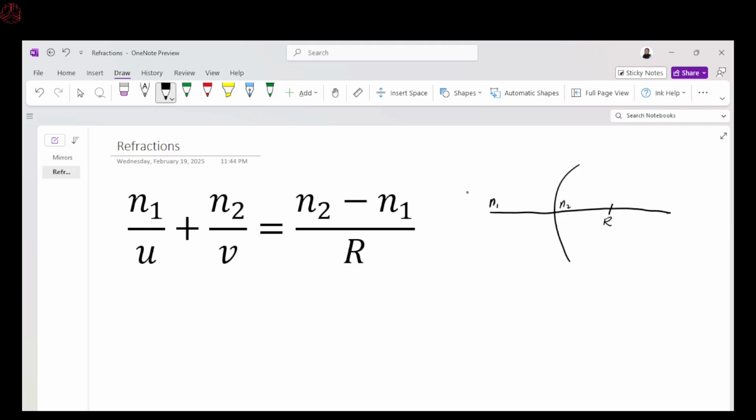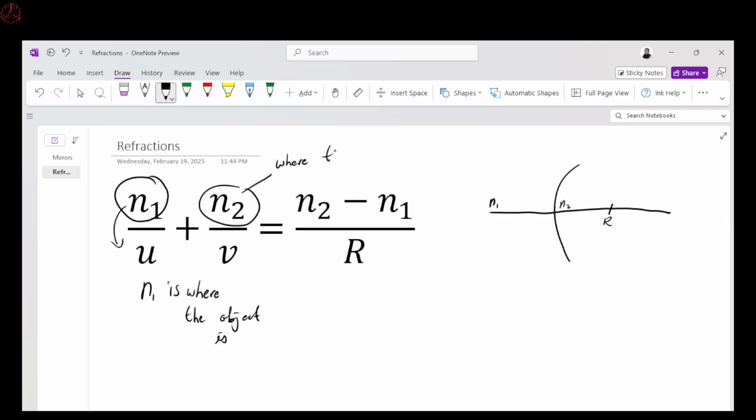Okay, so how do we use this equation? Well, n1 is always where u is, or where the object is. So n1 is where the object is, whereas n2 is where the object is not. Okay, so that's the first thing that you need to know.